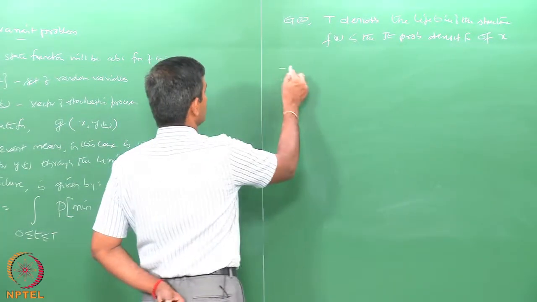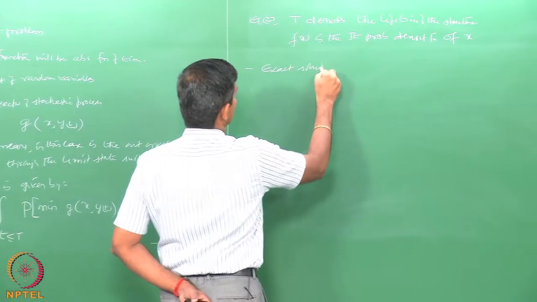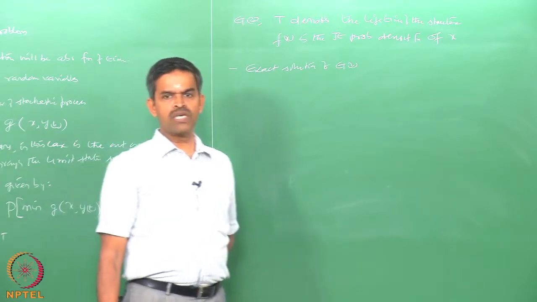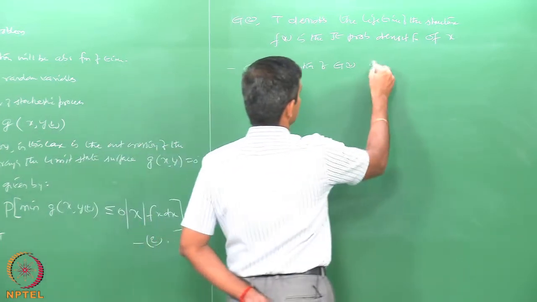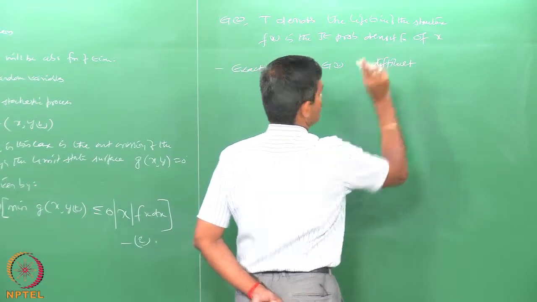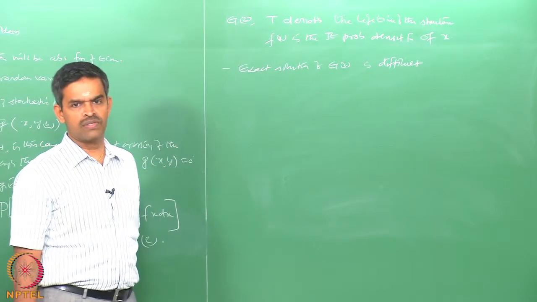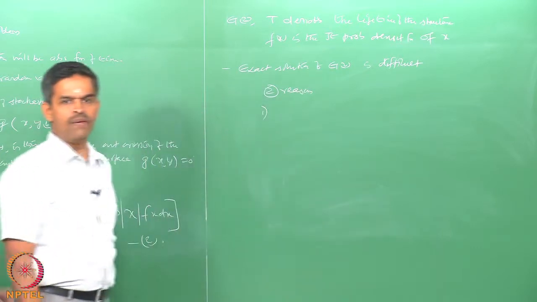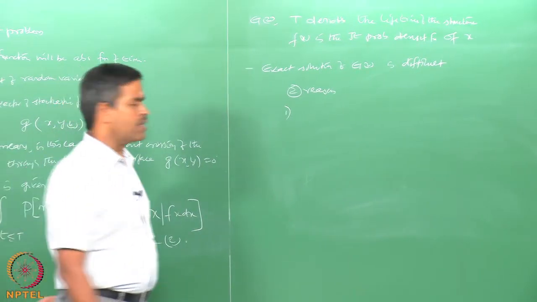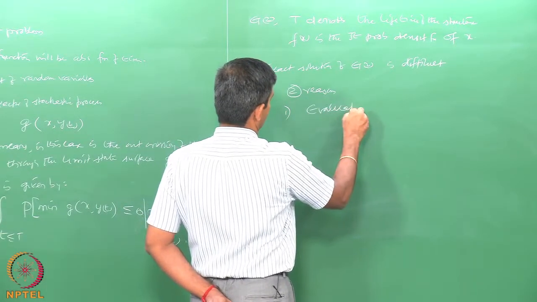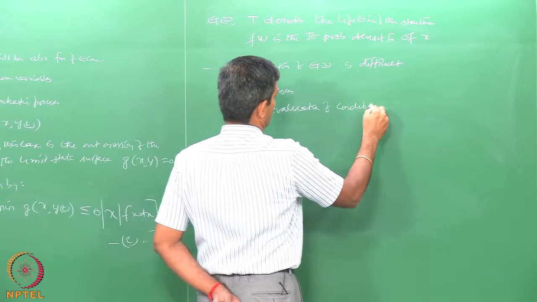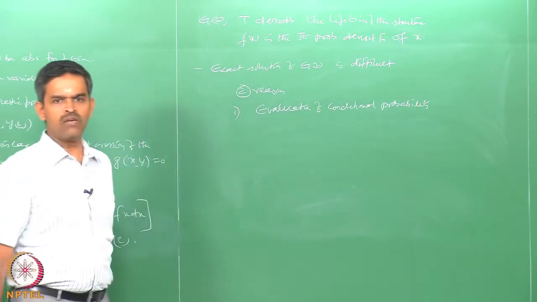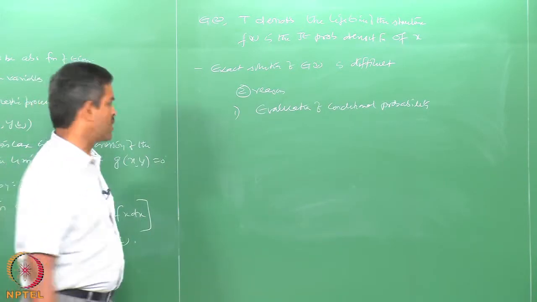Now, there is a problem with this equation too. The exact solution of equation 2 to determine the outcrossing analysis is difficult. Why? Because of two reasons. The first reason could be evaluation of the conditional probability, and the second could be determination of the joint probability density function itself.